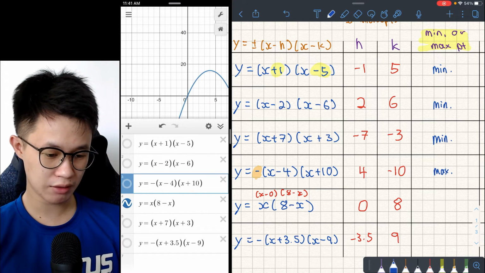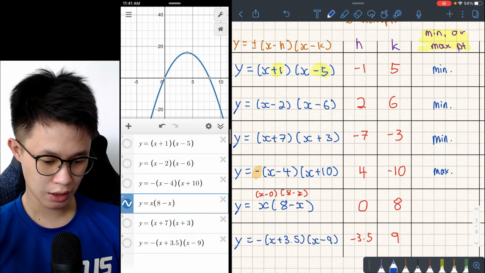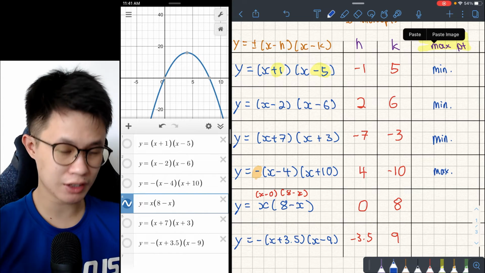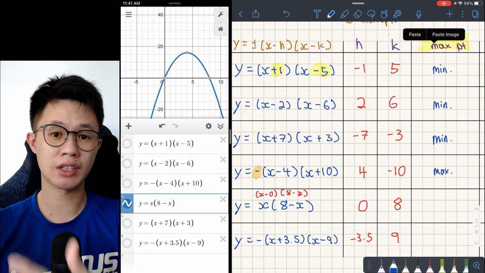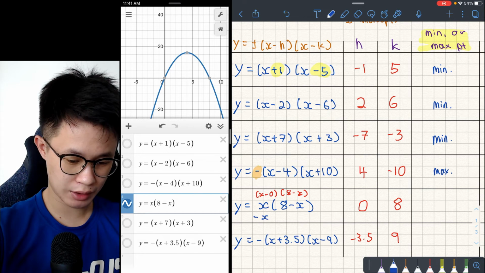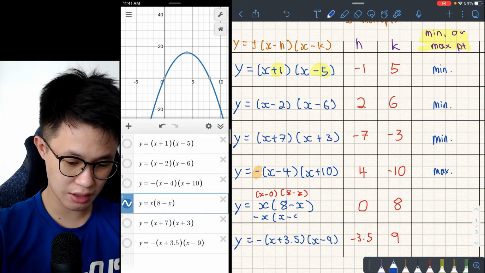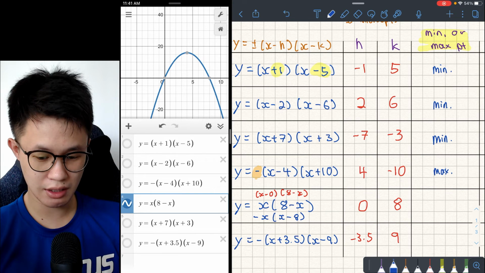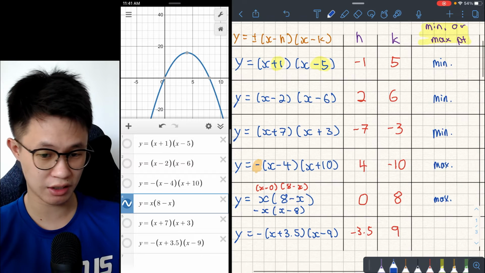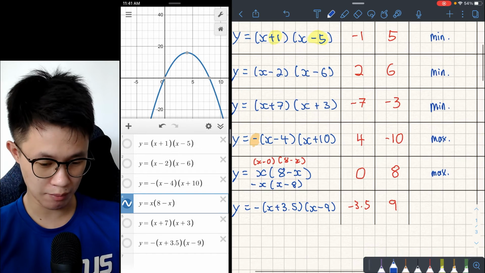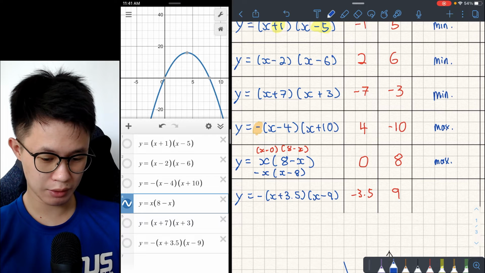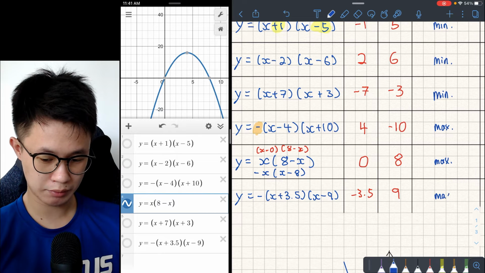Last but not least, the next graph may look like there is a minimum point, but in fact it's actually a maximum point, because if you rewrite the equation, I can factor out a factor of -1, and you will have negative x times x minus 8. Alright, so this is still maximum. So it's very important to check whether you can factorize out -1, and that will really help. So last but not least, this one over here is definitely a maximum point.